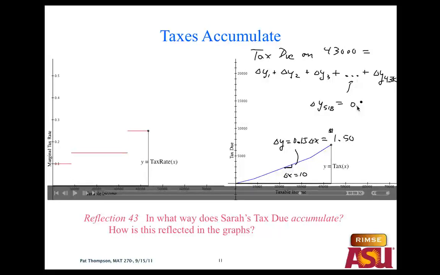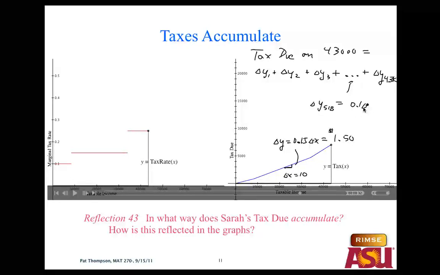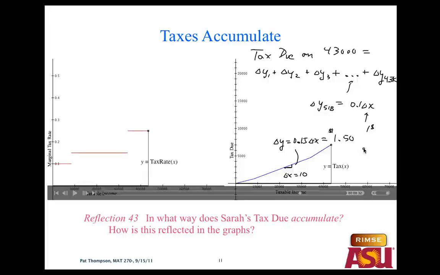0.1 times delta x, which we're saying was 1, right? $1 earned. You see? So every one of those little bits of tax accumulated, we can use constant rate of change reasoning to calculate how much tax is owed. And then what do we do to get the total amount accumulated? We add them up. Add up all the little bits. This is calculus, okay? This is calculus. Does that still work even though the percentage rate changes?